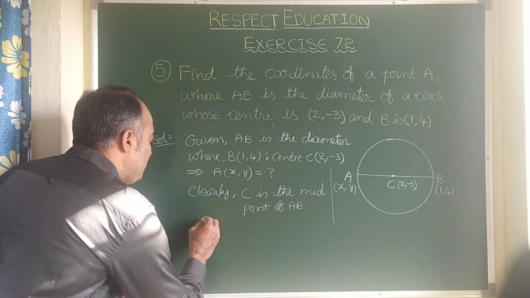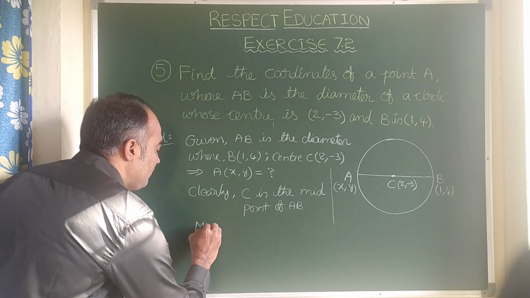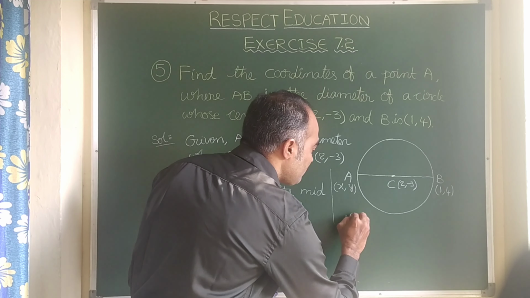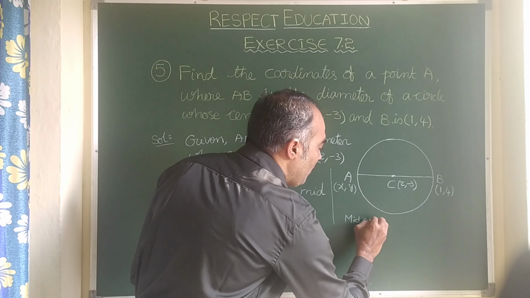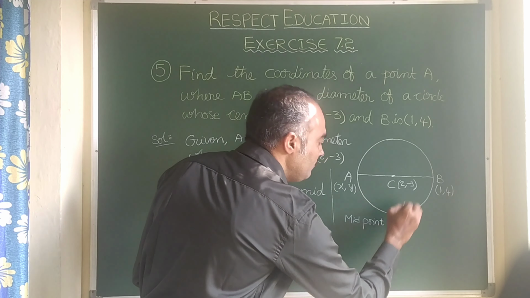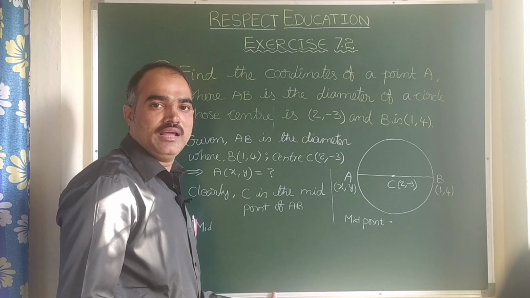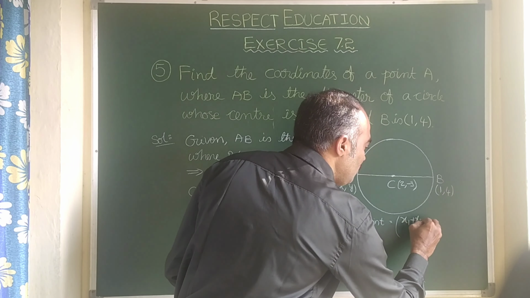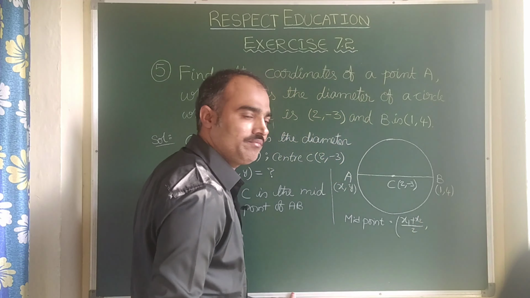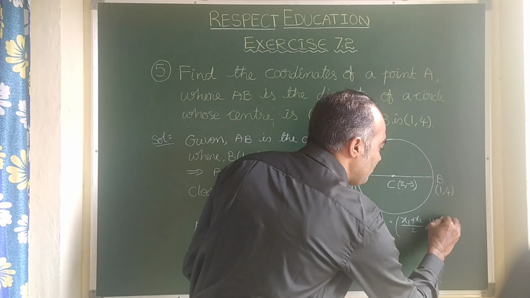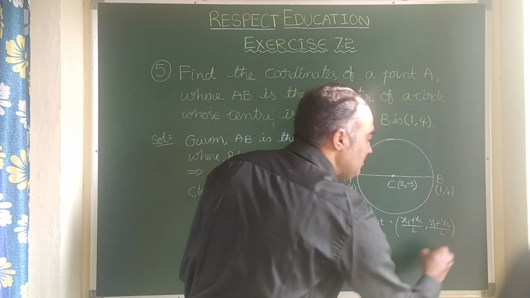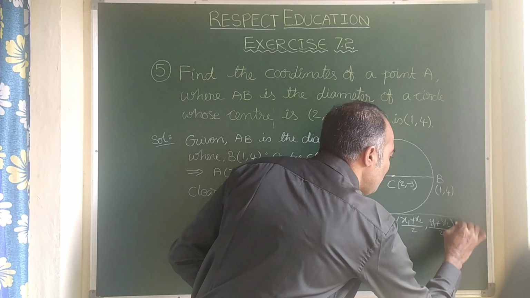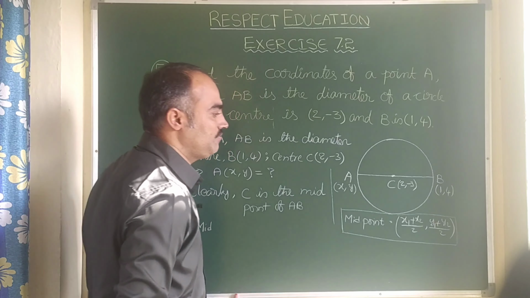Now, as you know the midpoint formula, let us write the formula here. The midpoint of the line joining A (x1, y1) and B (x2, y2) is ((x1 plus x2) by 2, (y1 plus y2) by 2). This is the midpoint formula. Based on this formula, we are going to solve this problem now, right?